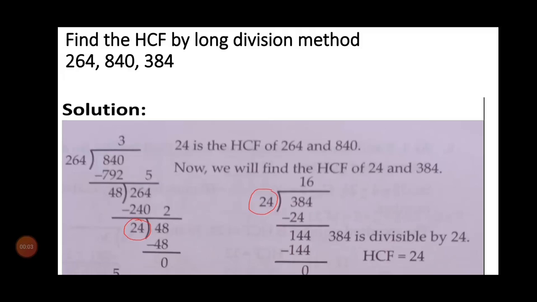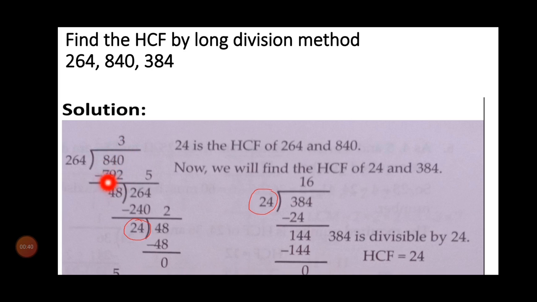Then we are going to find the HCF by the long division method. Here we have 3 numbers, 264, 840 and 384. I am going to take only the first 2 numbers. Among the two, the smallest one you write outside, and the greatest one you write inside the box. Now you see here 264, then put the box and 840. How many times of 264 are there in 840? 3 times, right? 3 on top, and 792 below the number.